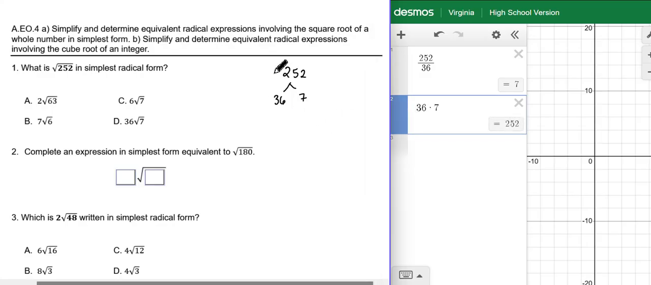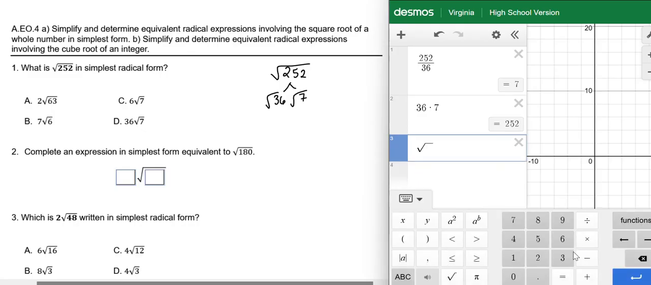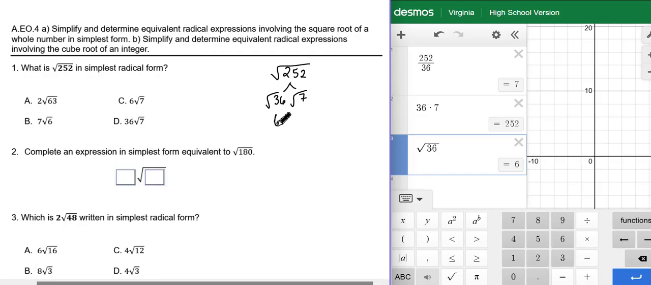And so again, we are simplifying the square root of 252. That means I have the square root of 36 times the square root of 7. I know what the square root of 36 is. That's 6, right? That's the whole reason I chose perfect squares. 6, and then you have the square root of 7. Okay, 6 square root of 7. This, 6 square root of 7, is the simplest form.